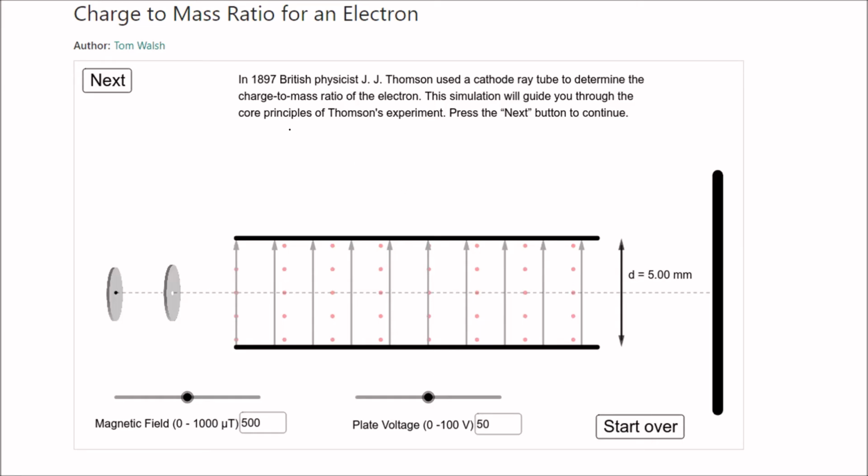Okay, so I'm going to use this simulation here, the charge to mass ratio for an electron. Thank you to Tom Welsh and GeoGebra for this simulation, which is quite useful. So there's some nice numbers here. So that's what we're going to look at.